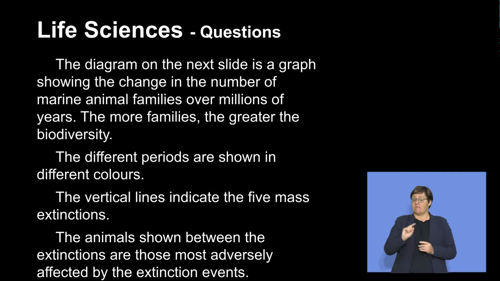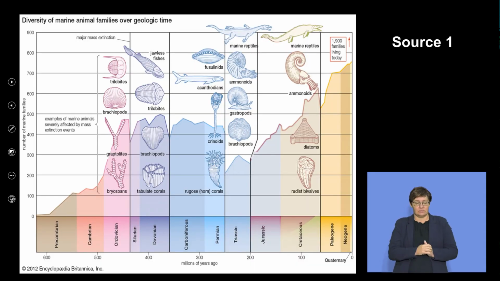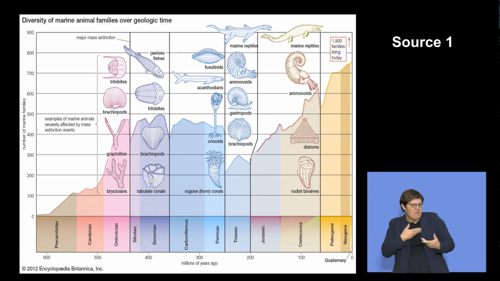First question. On the next slide, there is a graph showing the change in the number of marine animal species, and it's shown on the geological timescale with the mass extinctions and pictures of animals. So this is quite a complex diagram, and it gives you quite a bit of information. So before we even start looking at the questions, let's work out, what is this actually telling us? What information is it giving us?